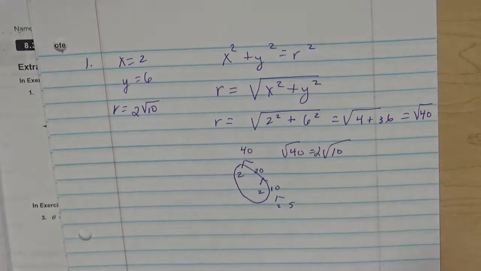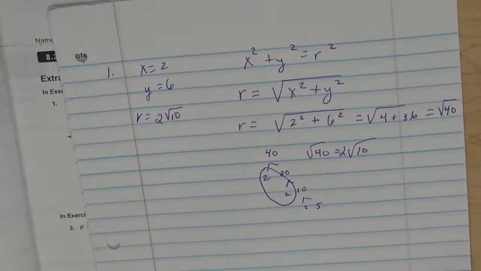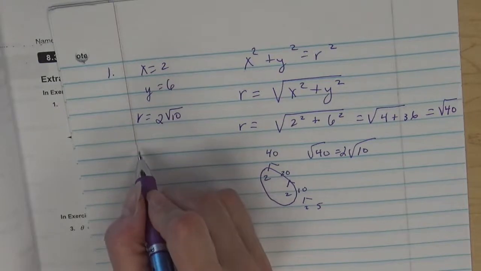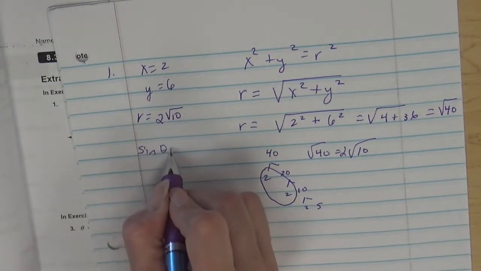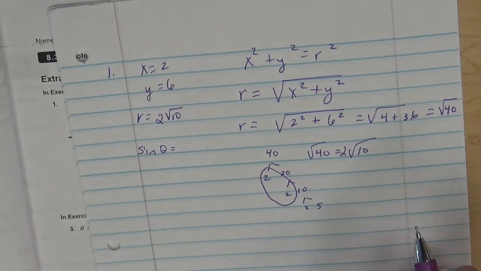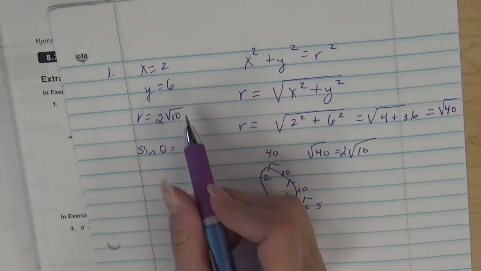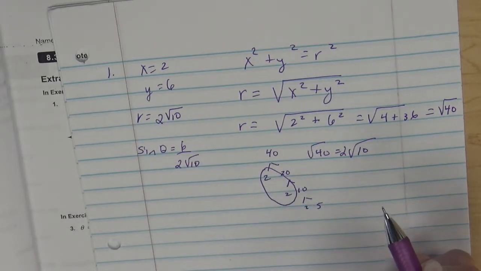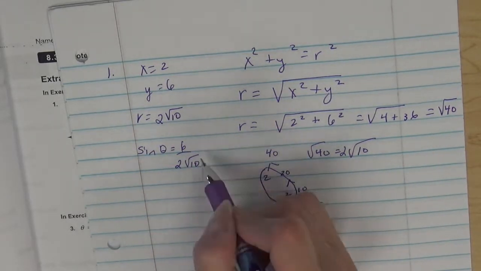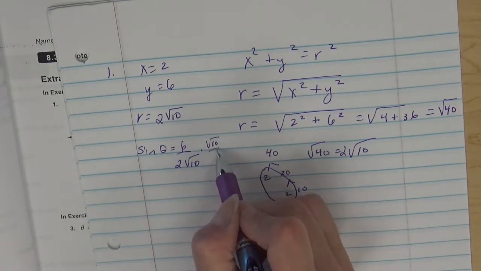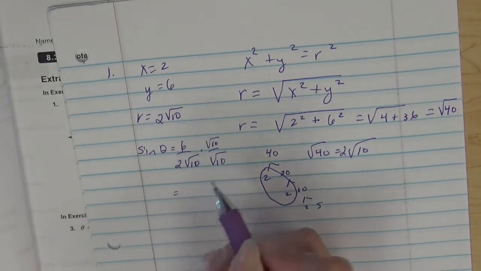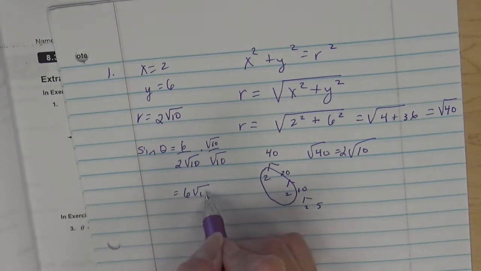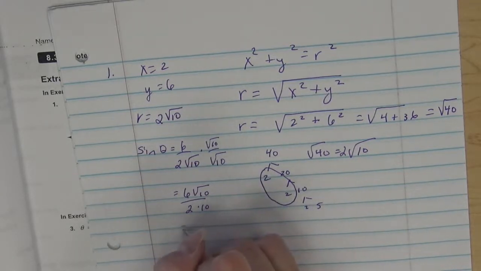And now we're ready to find everything that we need. So for sine theta, I know that sine is y over r, so it's going to be 6 over 2 square root 10. And I have to rationalize my denominator because I don't want to have that radical in the denominator, so square root 10 over square root 10. And that gives me 6 times the square root of 10 over 2 times 10, which is 6 square root 10 over 20.